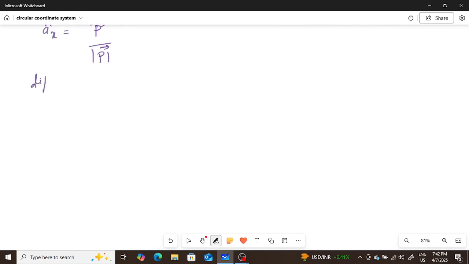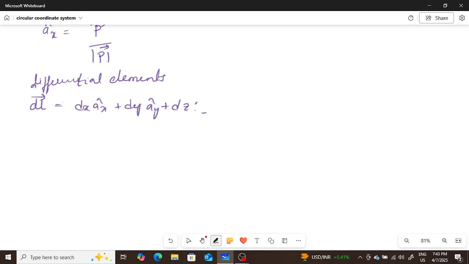Next, the important thing is the differential elements in both systems, which is very important. dl is the differential length. So what is the differential length in the Cartesian coordinate system? It is dx ax plus dy ay plus dz az. But in the cylindrical coordinate system, the differential vector is written as, first, dr ar, which is a length. Yes, it is going to be a length itself.